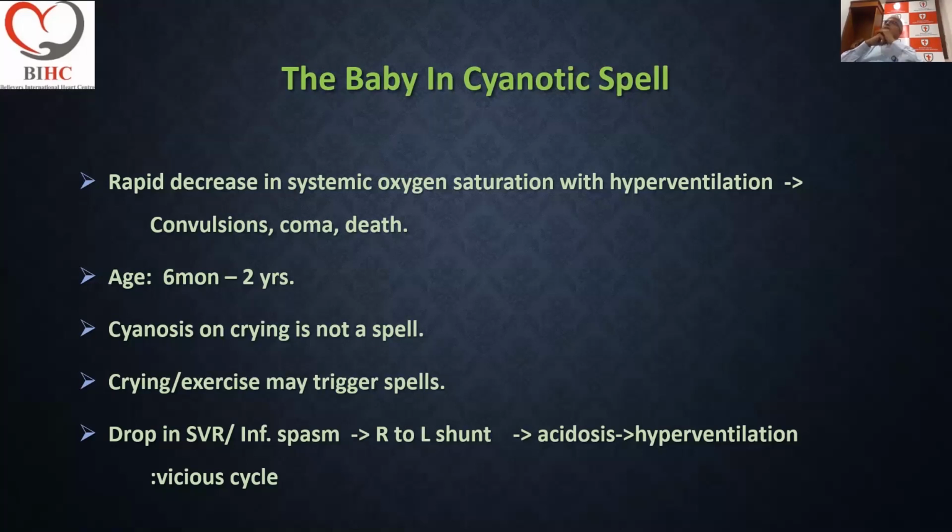As a result, there is a drop in saturation and acidosis. The drop in PO2 and the drop in pH are stimuli to the respiratory center. So there is hyperventilation, and this becomes a vicious cycle because hyperventilation does not result in an increased flow to the lung.